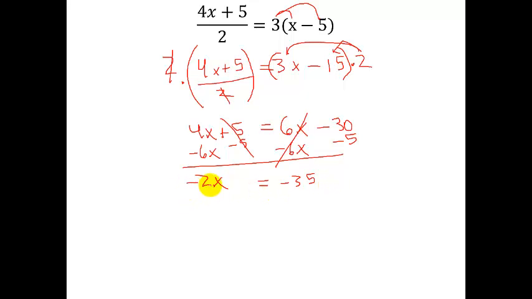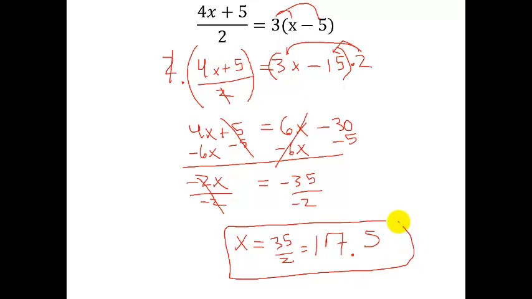Alright, last step, we have negative 2x equals negative 35. To get x by itself, we need to divide by negative 2. Divide by negative 2, cancel out, x equals. Negative divided by negative is positive, 35 divided by 2. Again, you can leave it as a mixed number, 35 halves. Or in the case where it simplifies nicely, you might just write 17.5.